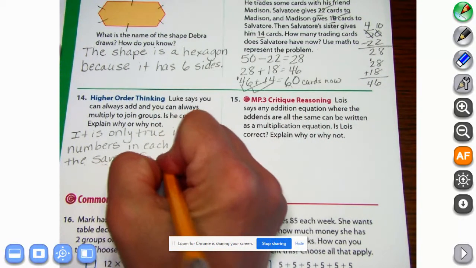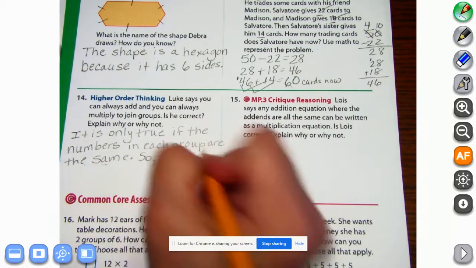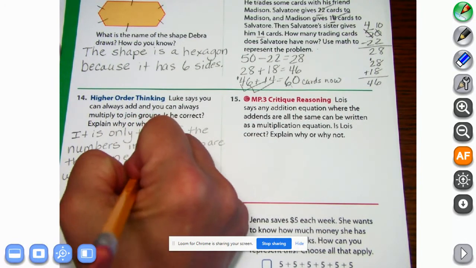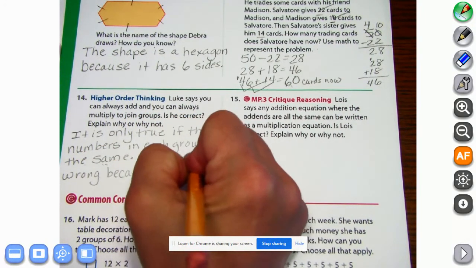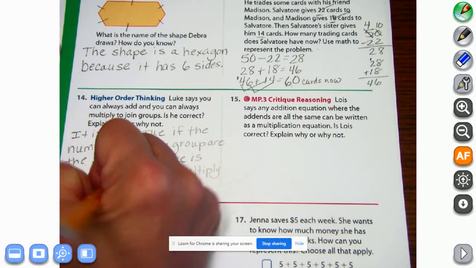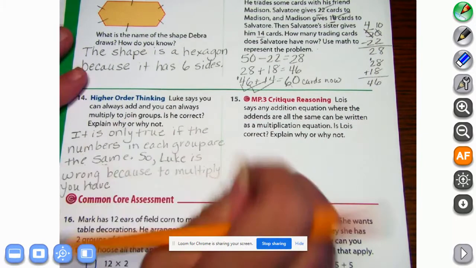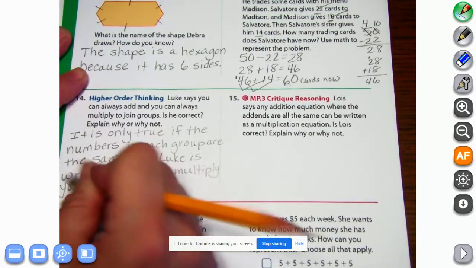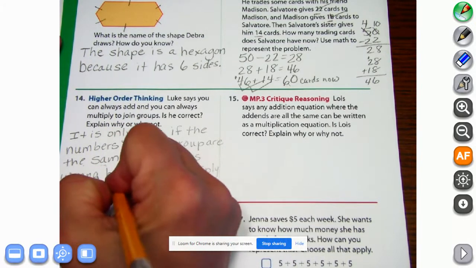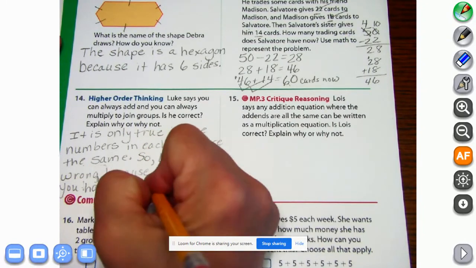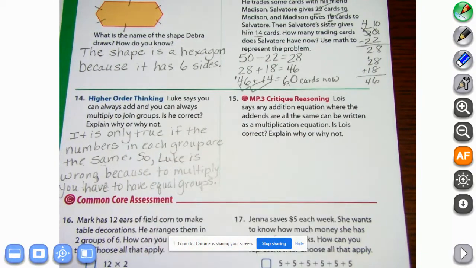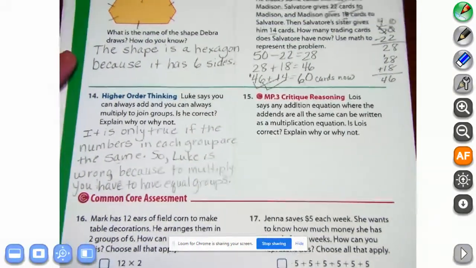So Luke is wrong because to multiply, you have to have, see, I skipped a word here. Excuse me, I am wrong. Oh, to have equal groups. Oh, Mrs. Martinez, you guys are getting to see how silly I am. Oh my.